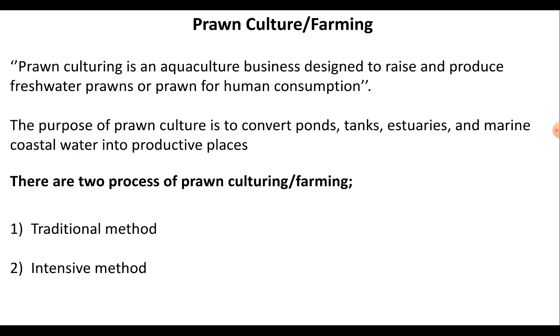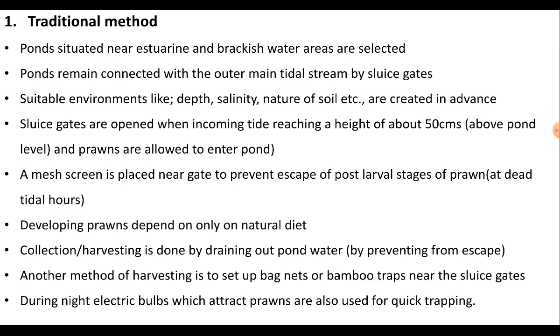There are two methods of prawn farming. The old and conservative process is commonly known as the traditional method, and it is widely used in India. On the other hand, countries like the Philippines, Japan, USA and Taiwan are employing modern techniques for this purpose, and this method is known as intensive prawn culture. So as a whole, there are two processes of prawn culturing. One is the traditional method, the other one is the intensive method. Let us see the traditional method.